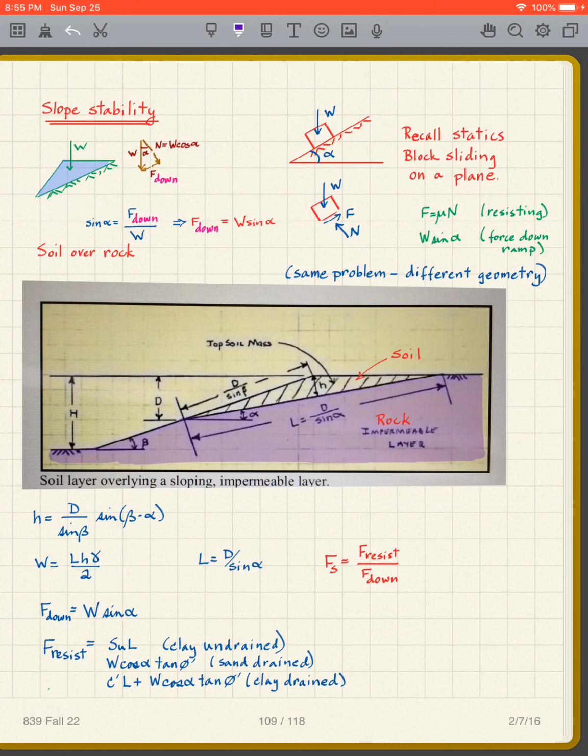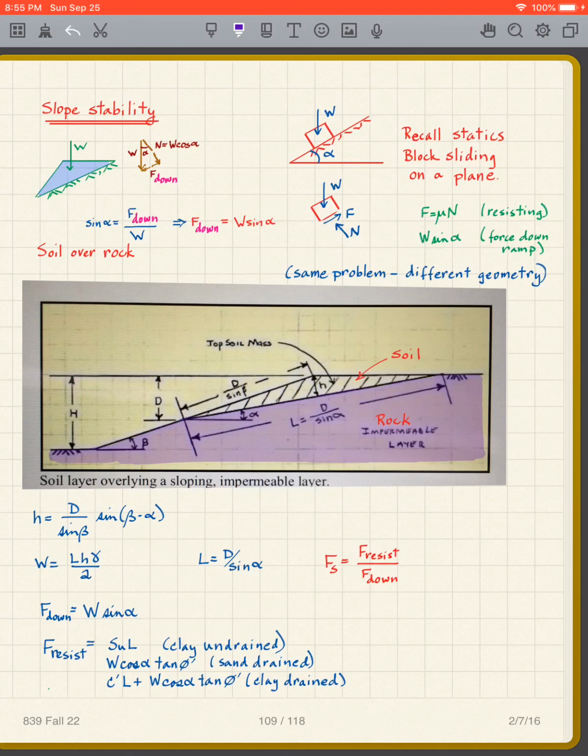This problem ends up being pretty much identical to the problem you did in statics, which is a block sitting on a plane and determining whether or not the block is going to slide down the plane. So if you recall statics and your block sliding on a plane problem, how did you analyze it? Well, you did a free body diagram of that block. And how did that free body diagram look? You had a W going down. You simply had a normal and a shear, or we called it a normal force and a friction force. And if you remember, F is equal to mu times N.